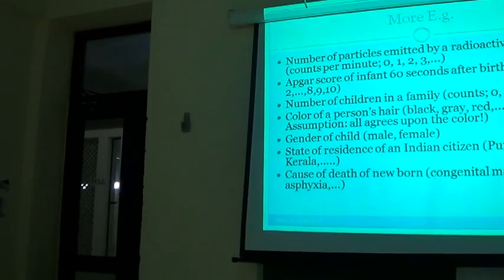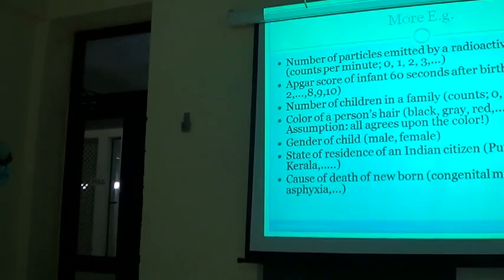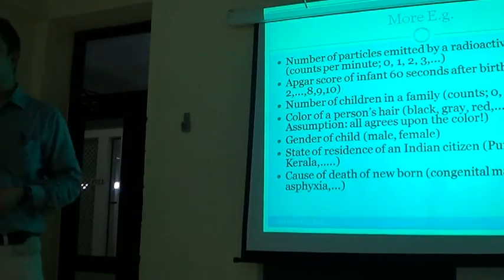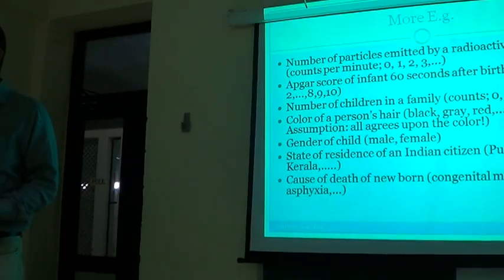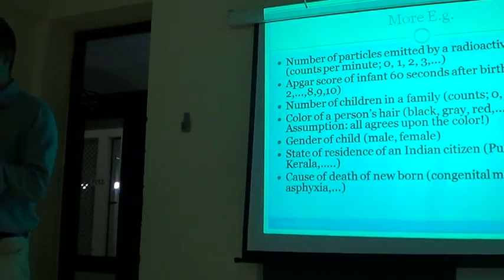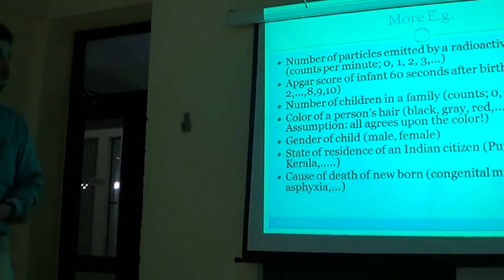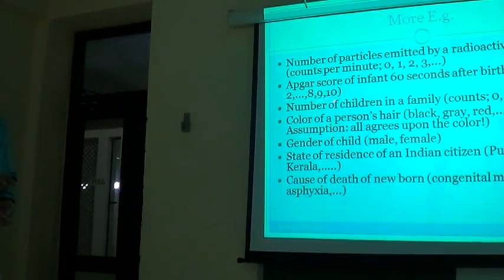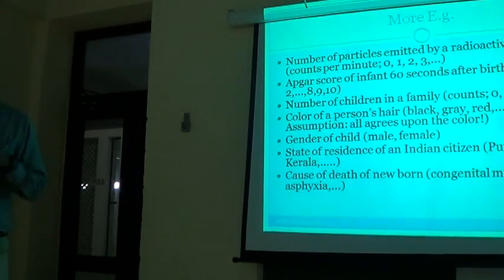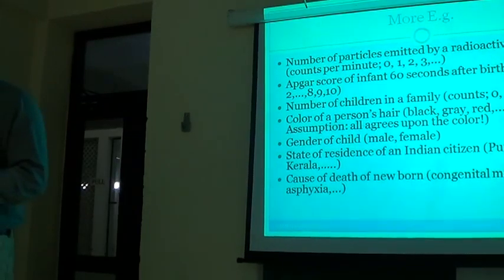Okay? So Apgar scores of an infant 60 seconds after birth. This score is named after the person who revised the score, an anesthetist. This is about the health of an infant after the birth. If the score is high, it means the survival rate of the infant is also high. This score is between 0 and 10, so that is basically an example of a discrete variable.